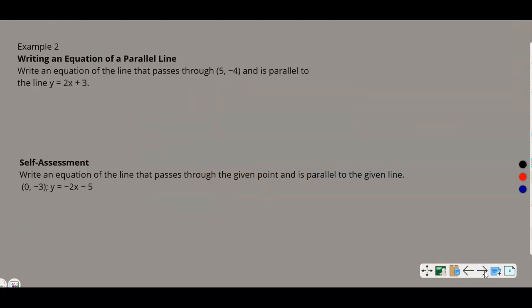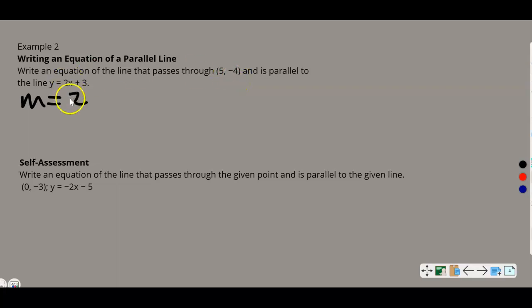Example 2, writing an equation of a parallel line. Write an equation of the line that passes through (5, -4) and is parallel to the line y equals 2x plus 3. All right, so you have to use what you know. You have to use what you've been learning. So we know parallel lines have the same slope, so we know we're going to have a slope of 2 because y equals 2x plus 3. 2 in this equation is the slope. And if we're writing an equation that's parallel to this line, then our new line has to have the same slope as well. We're also given a point, (5, -4).